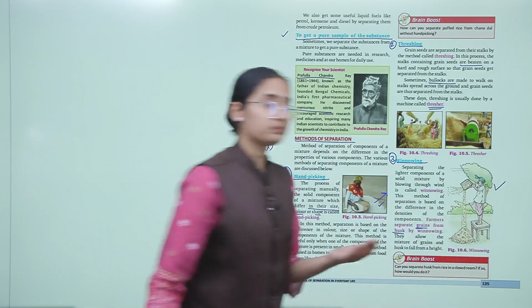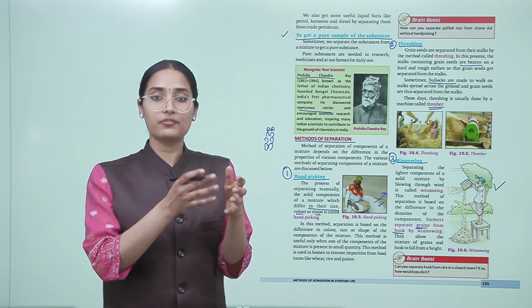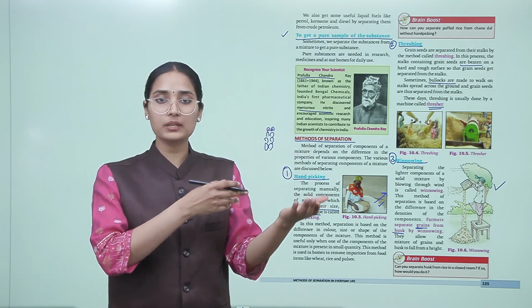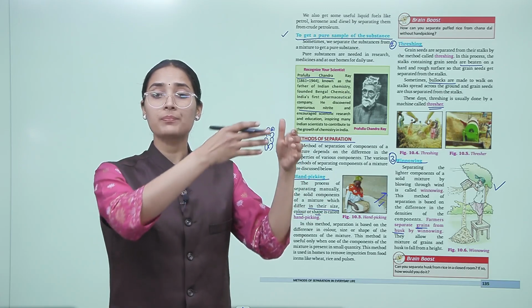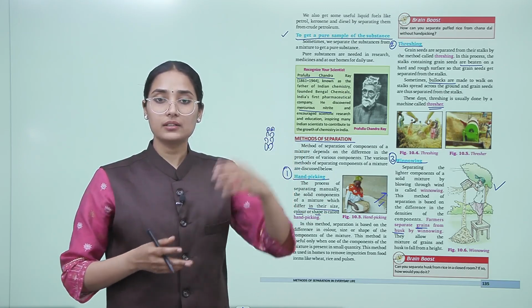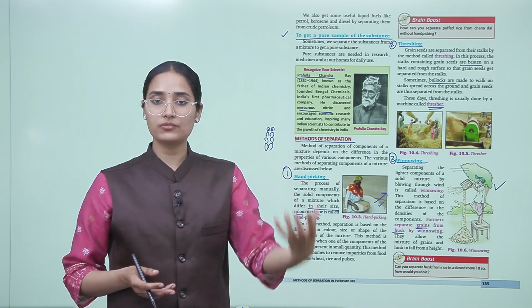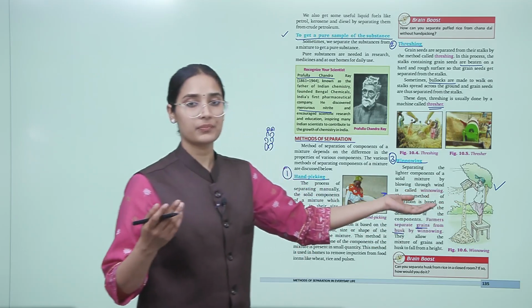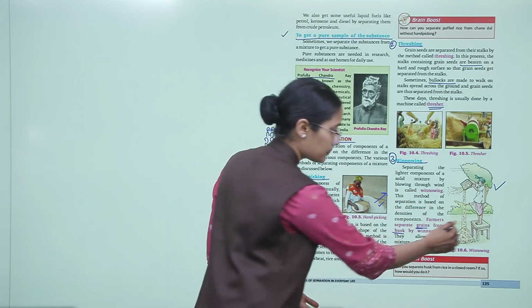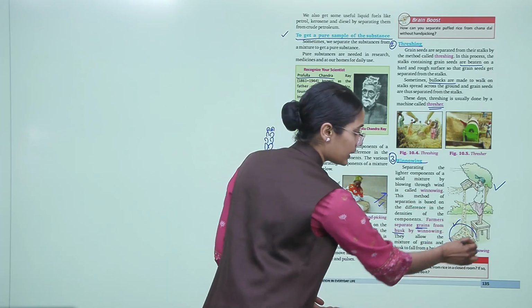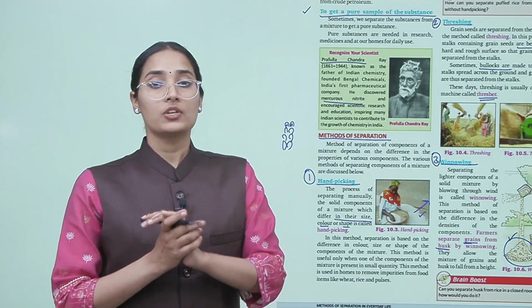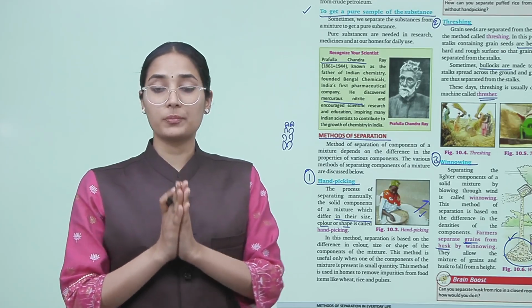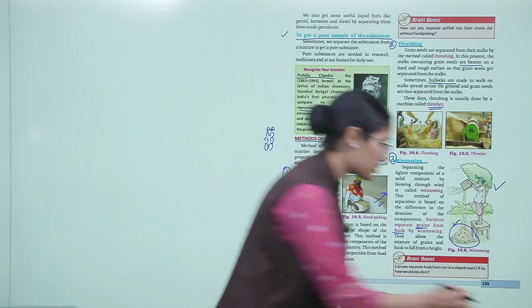The farmer throws the mixture of grains and husk from a height, and as it falls, the husk is blown away by the wind, right? And this is how only the grain drops there, okay? So this is how winnowing is performed. Now let's go to the next page.